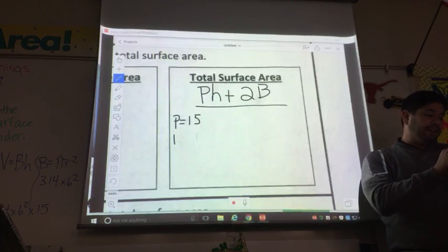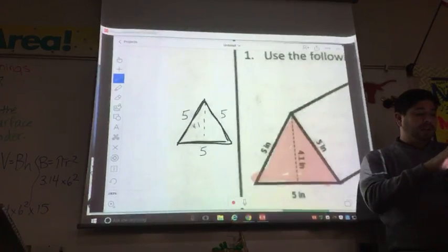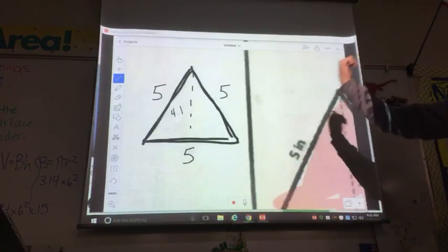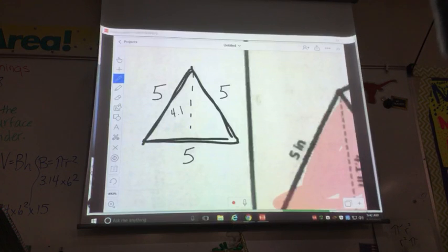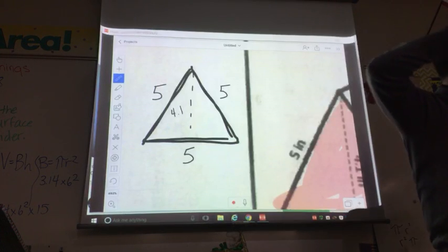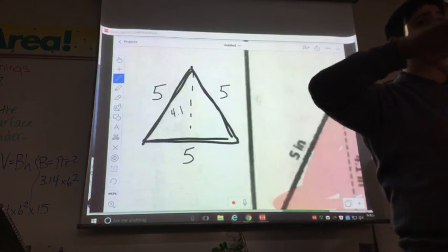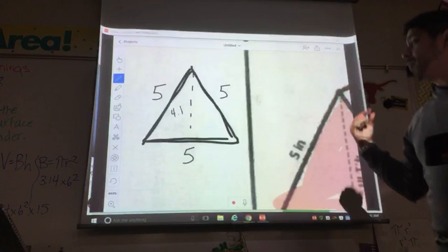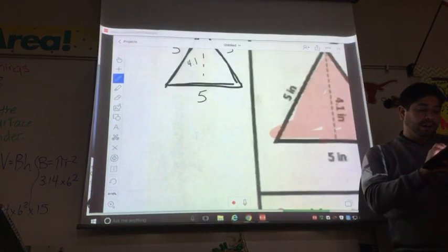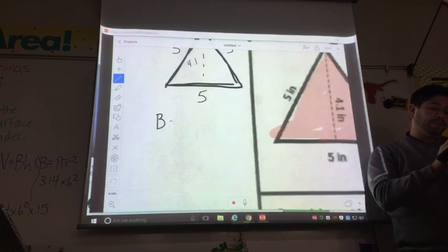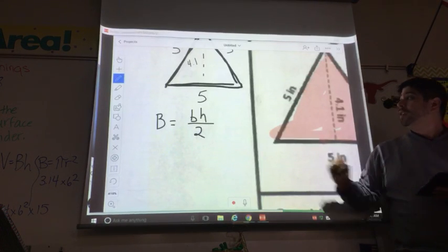So now we need the area of the base. So how do we find the area of a triangle? Look on y'all's chart. What does it say to find the area of a triangle? Base times height divided by 2, or 1/2 times base times height. It's the same thing, okay? So we're going to do the base times height. So underneath here, let's just kind of show our work. Base times height divided by 2.